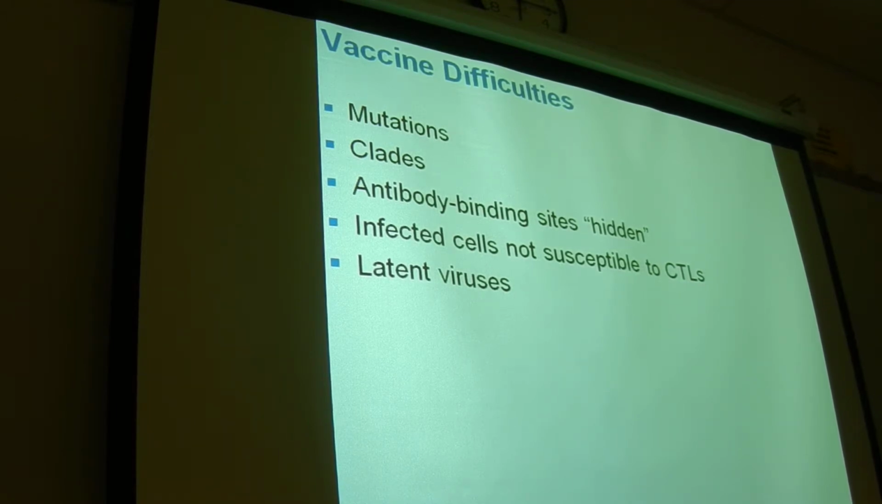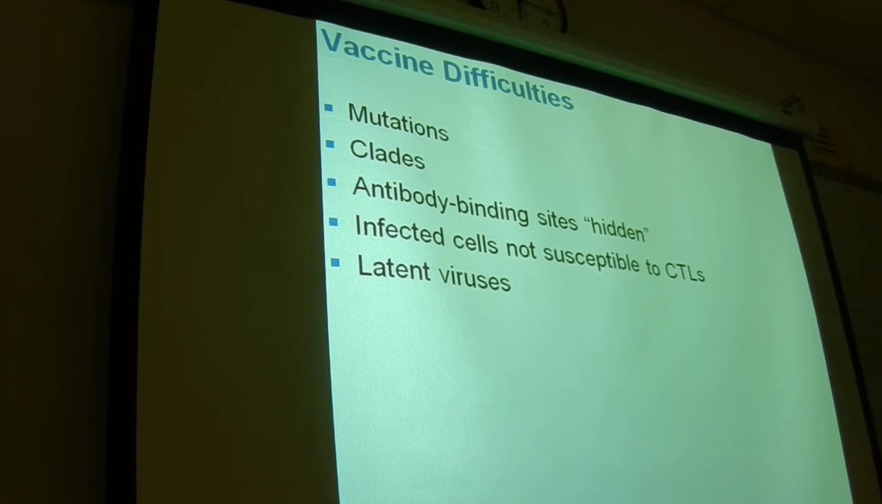The antibody binding sites are hidden. Okay? So basically what that means is that most of the virus is inside of cells. It's not in the bloodstream. So if you could get a vaccine that would give a good immune response, a good antibody response, that antibody could get rid of the virus that's in the serum, but the virus that's inside your host cells is basically hidden to the antibody. The antibody can't recognize it if it's inside the host cell. So that's one issue.